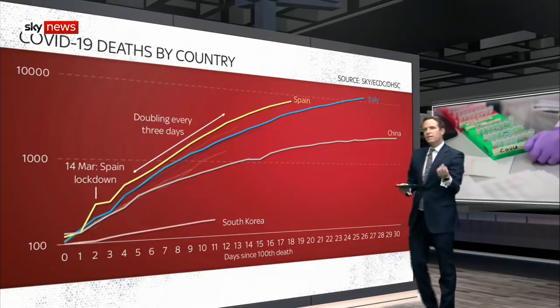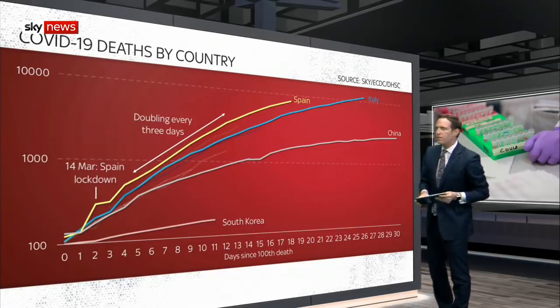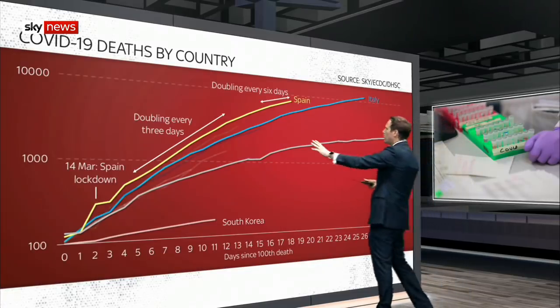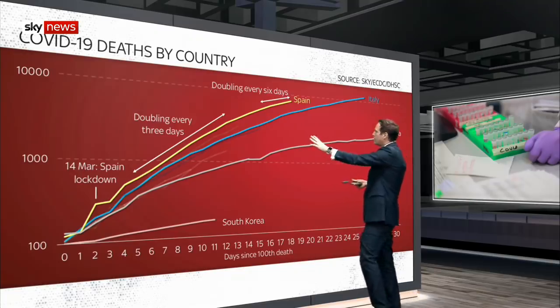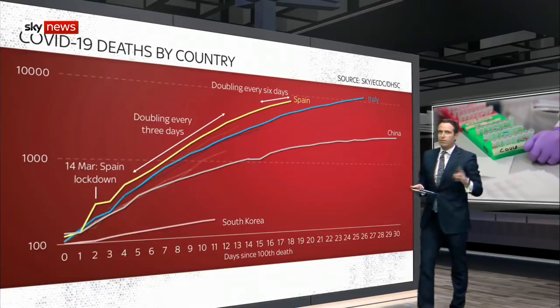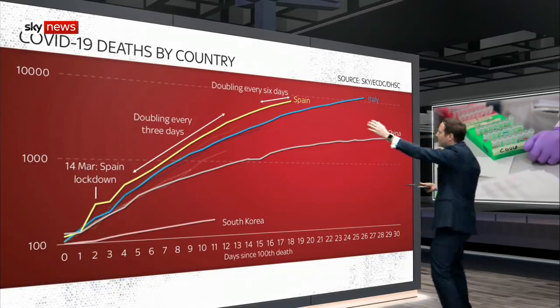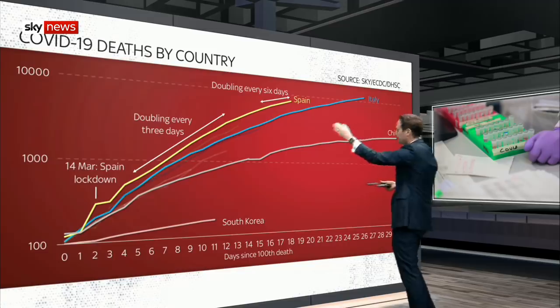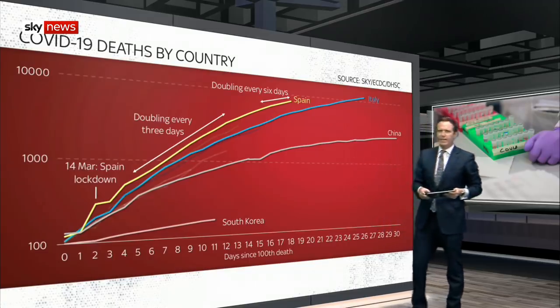So the number of people dying still continued to double, even after that lockdown, every 3 days. But recently, just over a fortnight on, although the numbers are still horrible, the rate at which the number of people dying is growing is now down. So doubling every 6 days rather than every 3 days, a big difference. So it suggests they are starting to flatten that line. And that's part of the strategy in the UK.